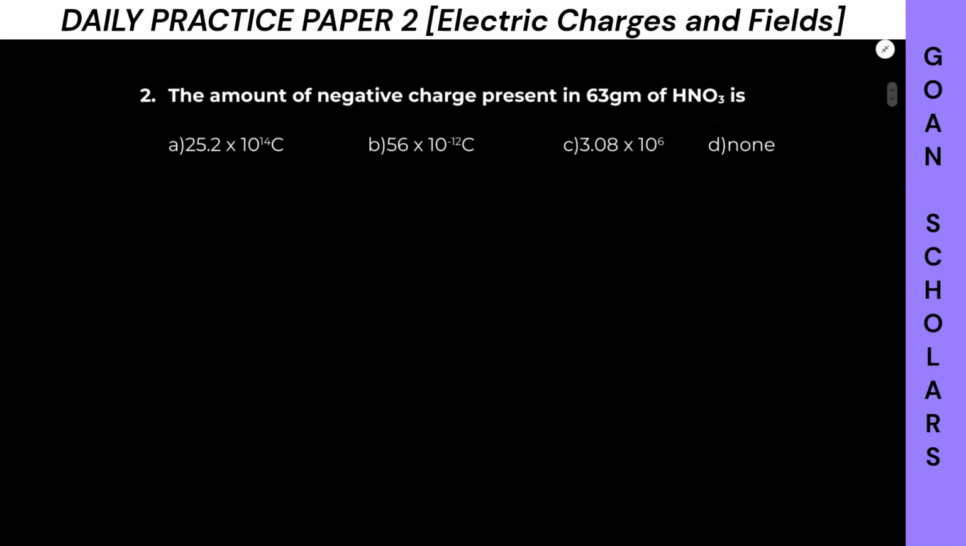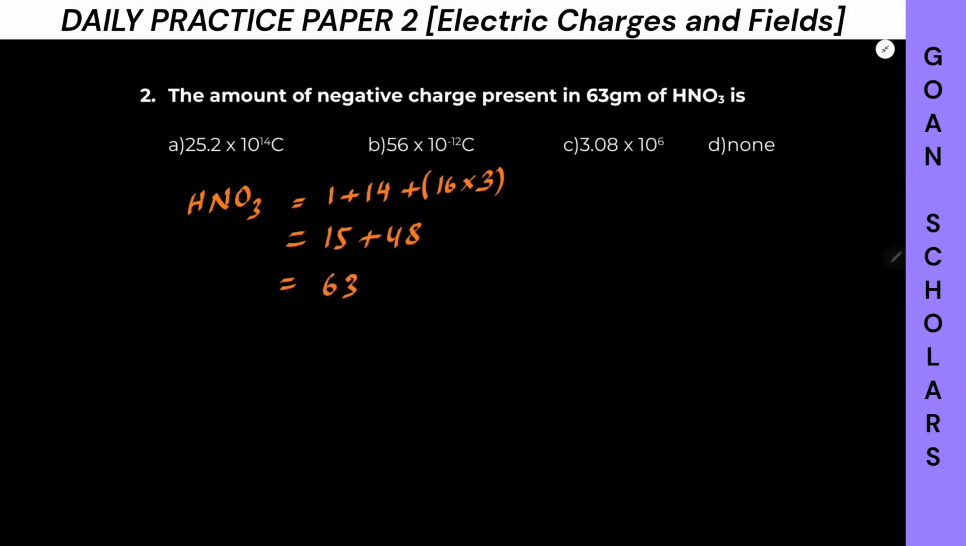Question number 2 says, the amount of negative charge present in 63 gram of HNO3. So 63 grams of HNO3 means, first of all, we have to find the number of molecules in 63 grams of HNO3. First, let's find the molecular mass of HNO3. What is the molecular mass of hydrogen? 1, nitrogen 14, and oxygen 16, but there are 3 atoms, so 16 into 3. So this will give us 15 plus 48. 16 3 is a 48. Now this will give us 63.